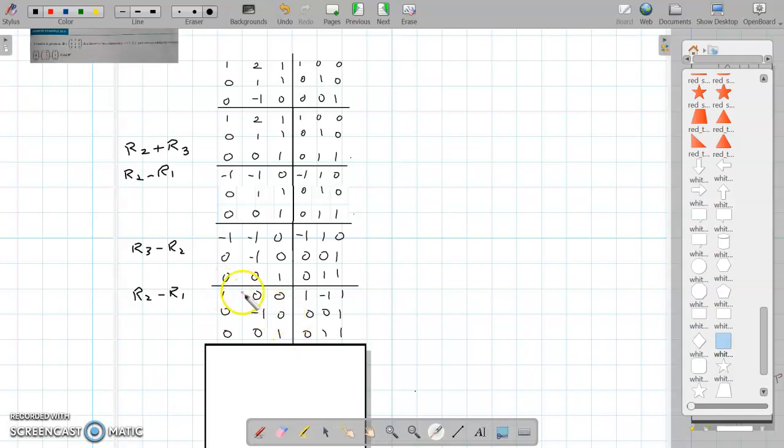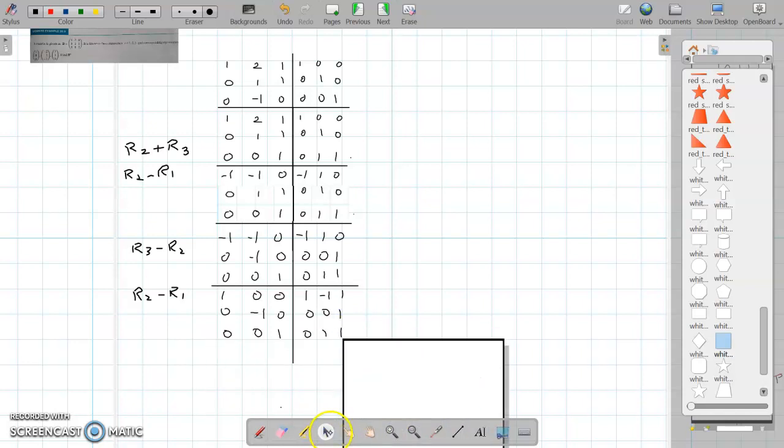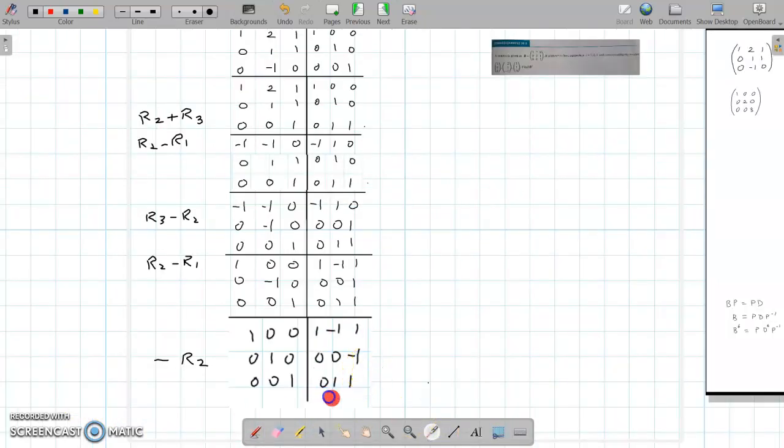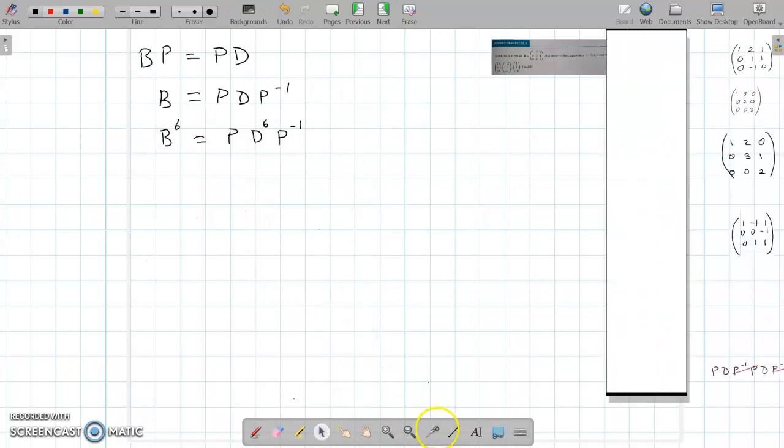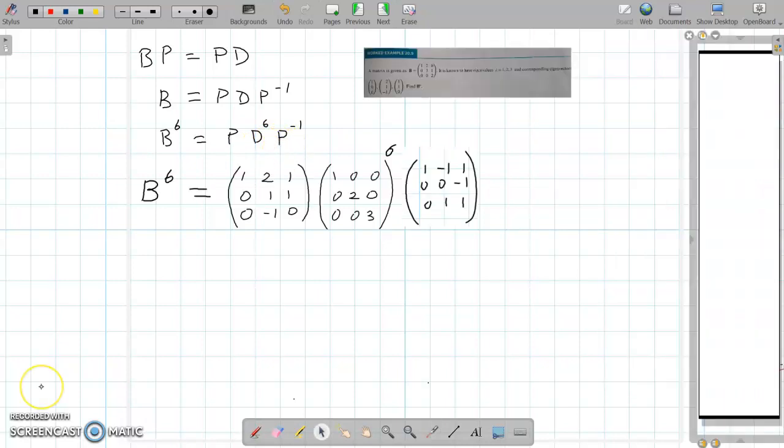Now everything is 0 apart from our leading diagonals. And the last easy bit is to make these all positive 1. This middle row needs changing. We need to multiply everything by minus 1. Okay, and that's our inverse. Okay, back to our equation. We know P, we know D, we need D to the 6th, and we know inverse P. There's our P, there's our D, we need to raise it to the power of 6, and there's our inverse P.